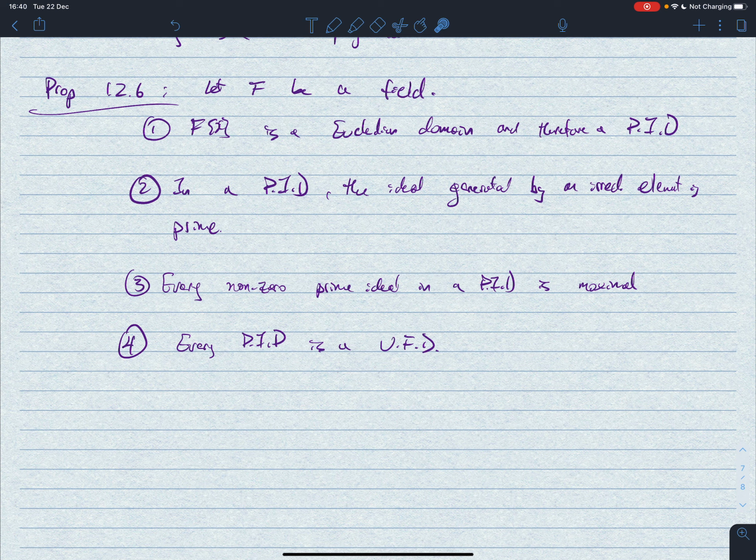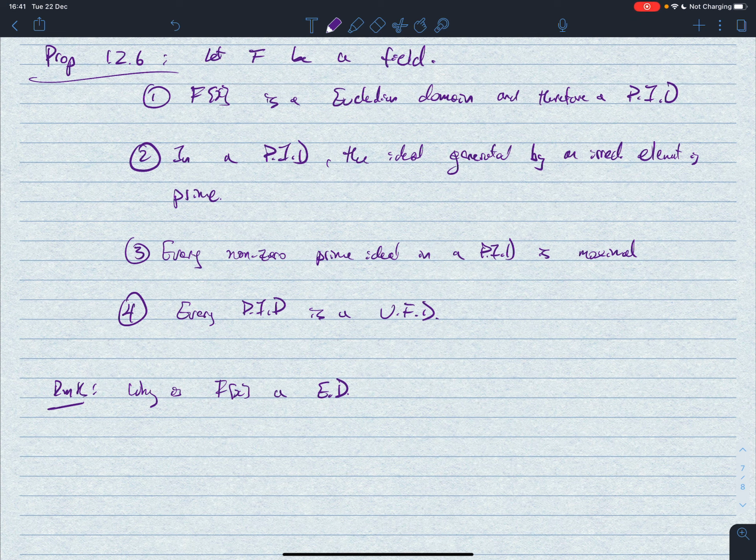So as I said, yeah, we have this Euclidean algorithm. So let me just make this remark. What does it mean? So why is F[x] an ED, a Euclidean domain? Why is it okay? This is because we have polynomial long division.